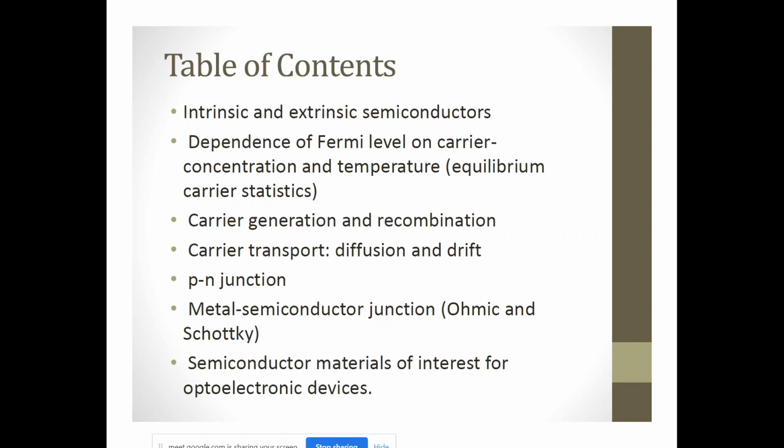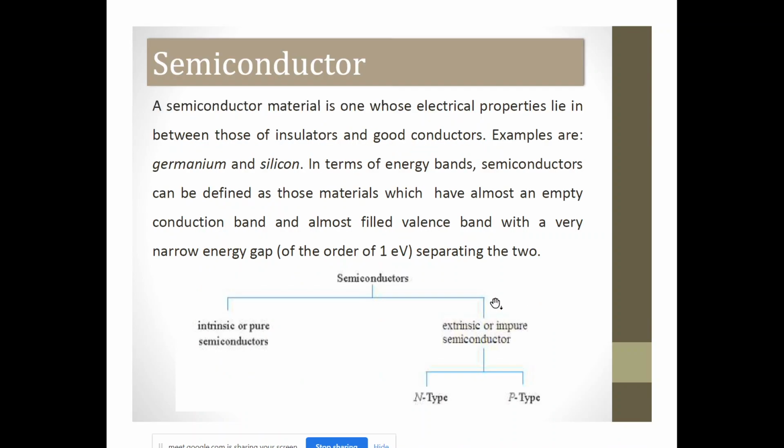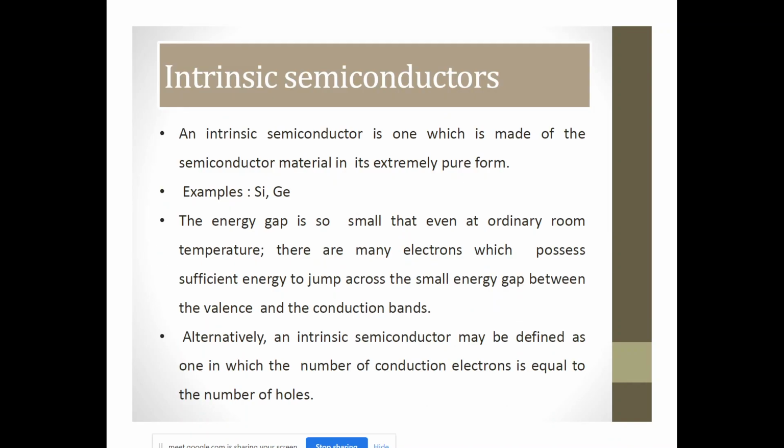Here, we have talked about intrinsic and extrinsic semiconductors and what sir taught in the last-to-last class, the dependence of Fermi level on carrier concentration and temperature, carrier generation and recombination, PN junctions, diffusion and drift. Till here, sir has already taught. So you can get everything in a very summarized way.